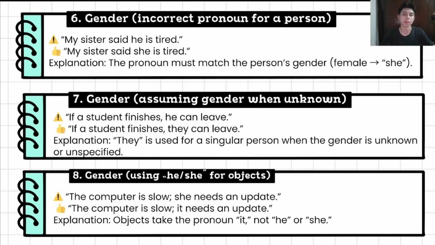Eighth, this error happens when people use gendered pronouns for objects. So for example, "the computer is slow, so she needs an update." But objects don't take he or she, so the correct pronoun here is "it."